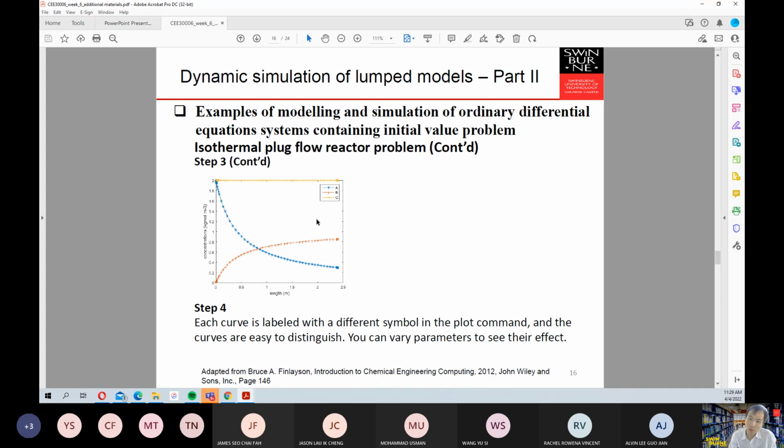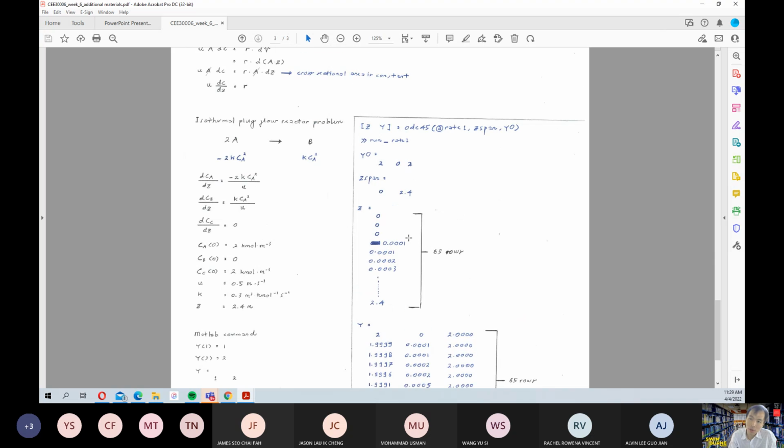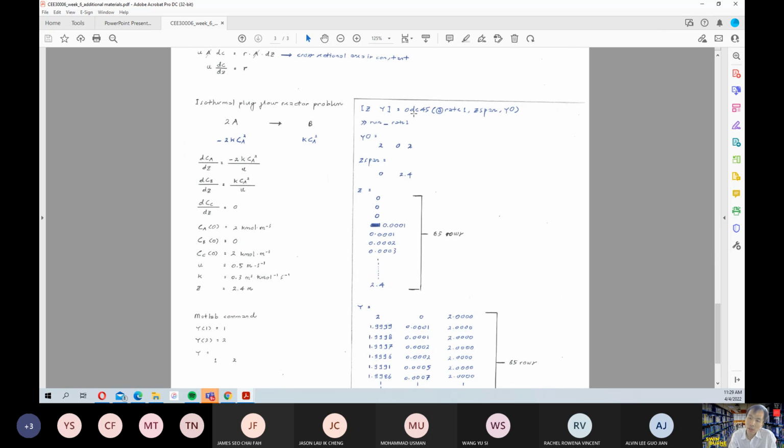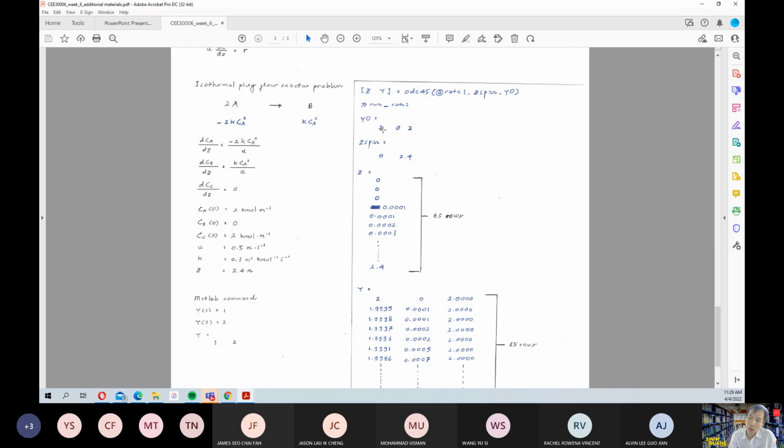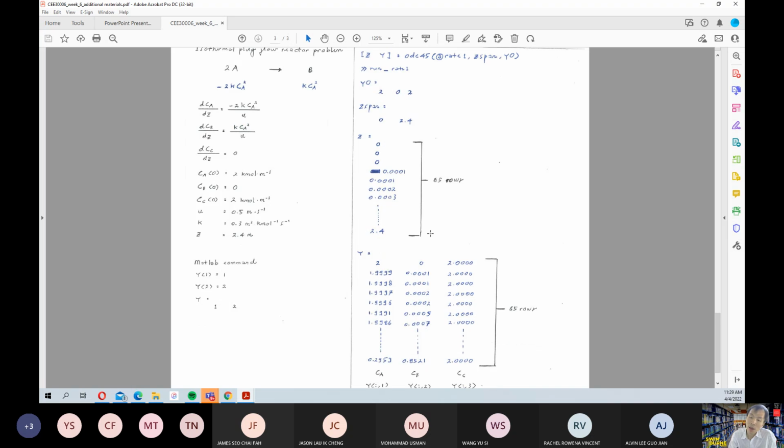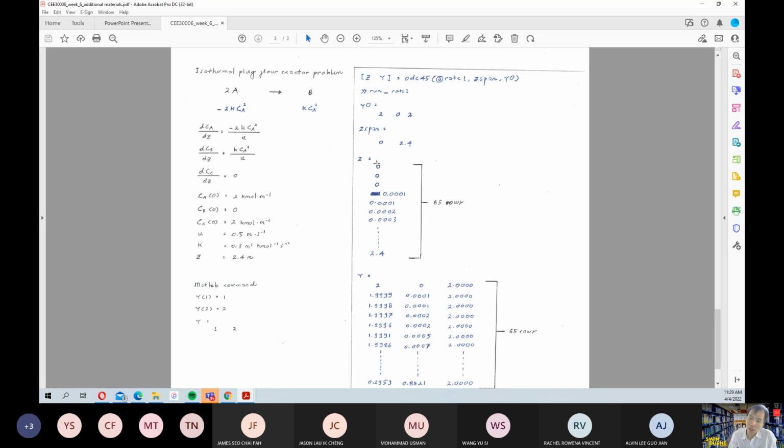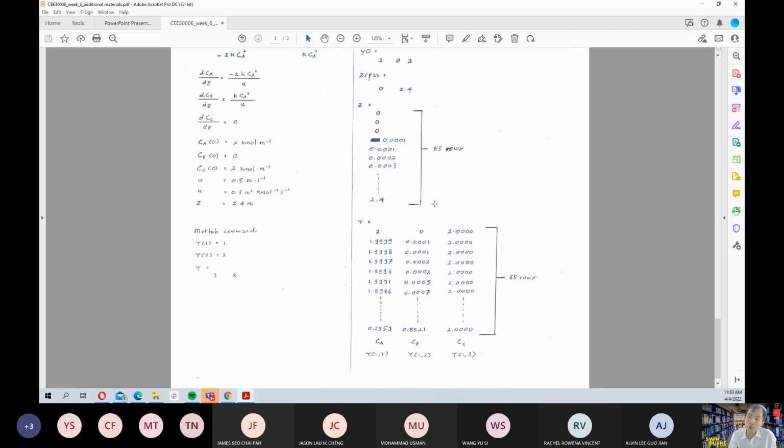The derivations for this plug flow reactor will be given in here. When you run the ODE and go back into the command prompt, you can see that the Y0 is 202 and the Z span is 0 to 4. If I open my MATLAB, I will know that this Z actually consists of 65 rows. This is basically your X value axis. If I want to check the Y value, it actually consists of a matrix of 3 different columns with 65 rows.